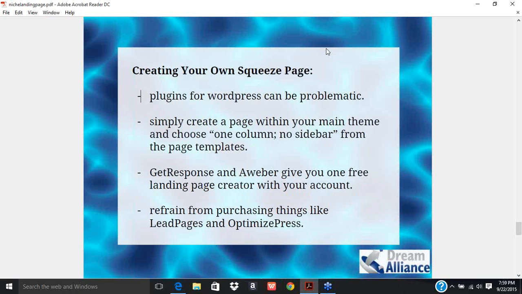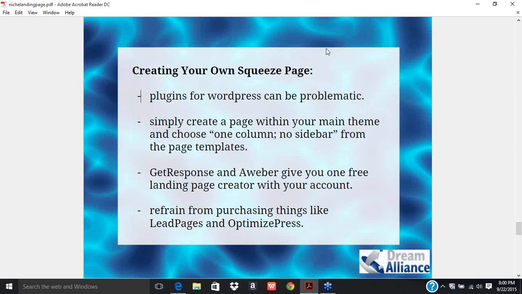You want to keep control over this thing very simply. And these plugins, I've tried like 19 WordPress plugins, and they all suck. I don't know why someone can't make a decent plugin, but they just don't work. So try to avoid that kind of stuff, and just simply create a page within your main theme, whatever website you're using. Take a blank page, and in WordPress, with 99% of themes, there's a thing called page attributes or something like that, or page templates.